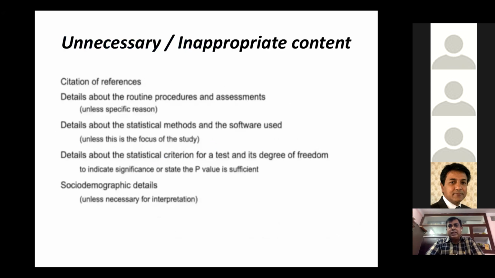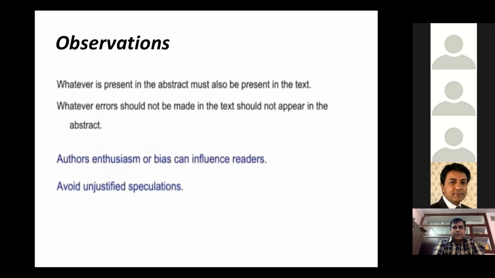Some unnecessary and inappropriate content that should be avoided: the citation of references, detail about the routine procedure and assessment, the whole surgical procedure we are describing, detail about the statistical method, that I have used SPSS, I have used EP-info, that should not be mentioned, and detail about the statistical criteria for a test and its degree of freedom. As I mentioned earlier also, most of the time, if you just mention the p-value, that is more than enough. Socio-demographic details are not required in the abstract.